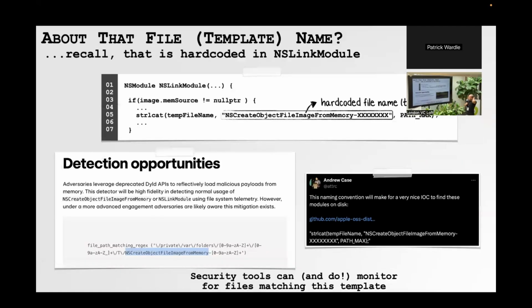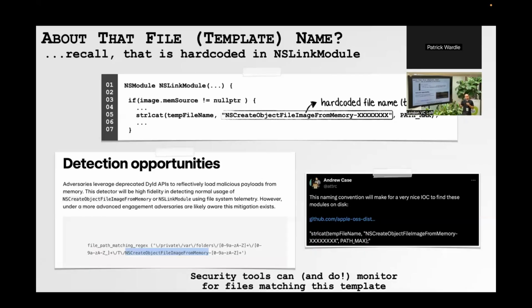So I continued digging, and I said, okay, going back to NSLinkModule, again, this is the API that Apple has now neutered. After they get the temporary directory, they hard code the file name that is used to write out the memory payload before they execute it. It's not a full file name, it's like a format string, but it always starts with NSCreateObjectFileImageFromMemory-XXXX. Security researchers noticed this as well and said, this is actually a really good detection mechanism, because you can create a file monitor that looks for files prefixed with this hard-coded file name.